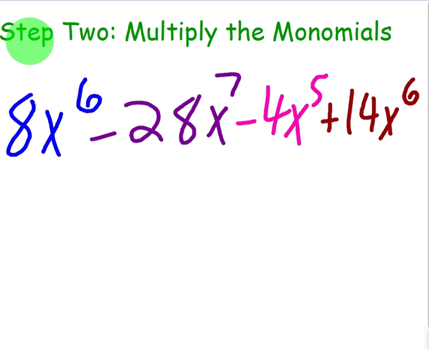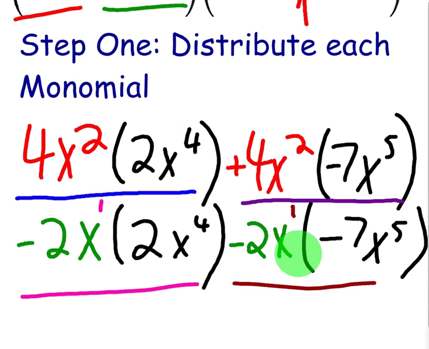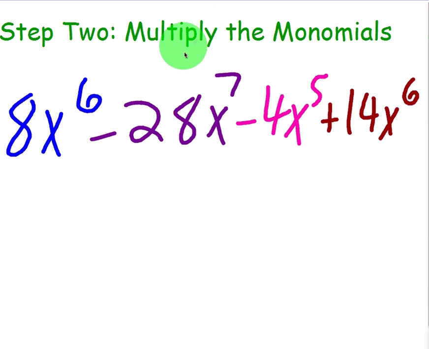Your next step is to multiply those monomials together. So again, you should actually have 4 different multiplication problems. 4x squared times 2x to the fourth is, 4 times 2 is 8. X squared times x to the fourth equals what? Somebody? No, x squared times x to the fourth. Yes, you will add the exponents. So it'll be 8x to the sixth when I multiply the first 2 terms.